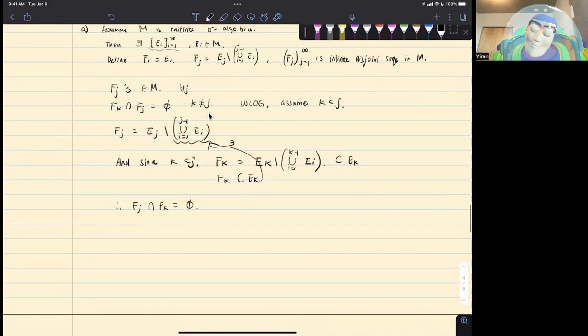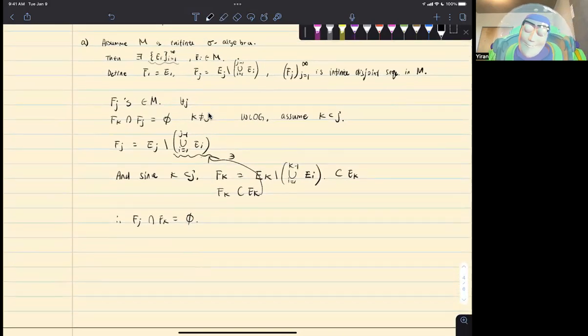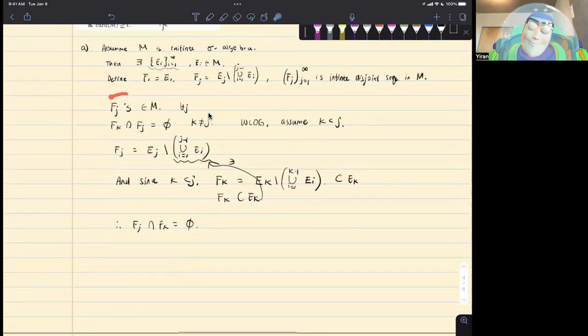And therefore, let me see what else we need to check. So we already checked that for every element in the sequence F_j, every element is in M. Therefore, the sequence F_j is indeed a sequence in the sigma algebra M. And we also showed that this is a disjoint sequence.